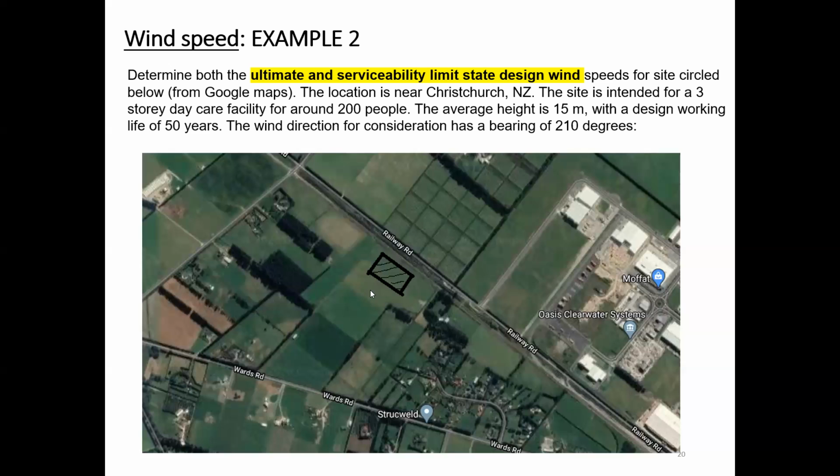So it's coming from here sort of, blowing like that. Okay, so the first thing to do is we need to consider the general site wind speed. But before you do that, you need the importance level and the return period in both serviceability and ultimate limit state.